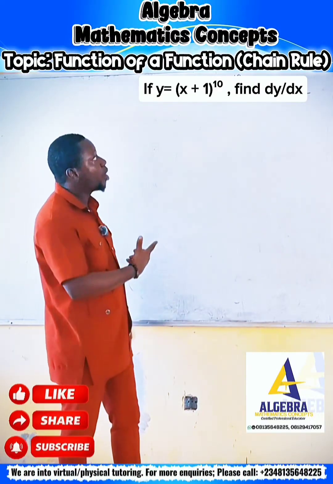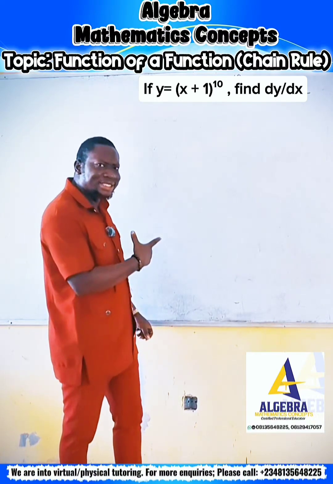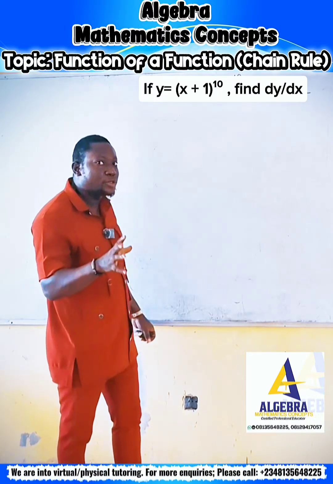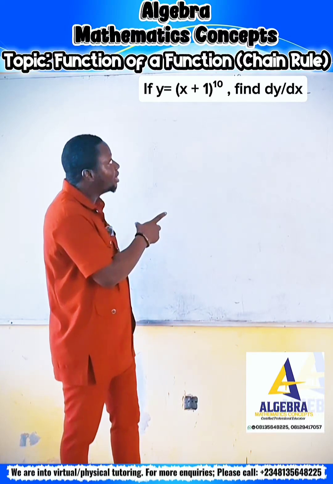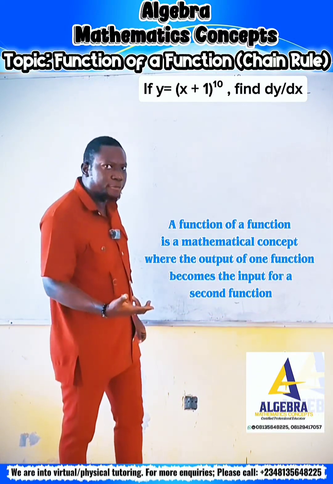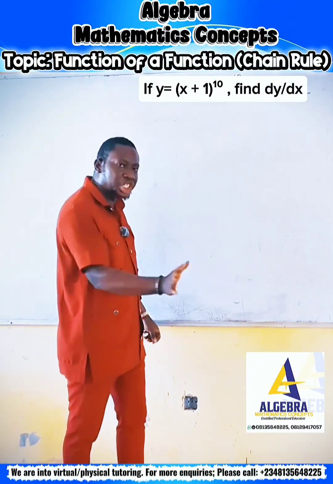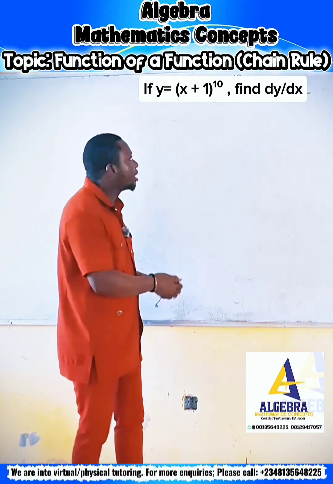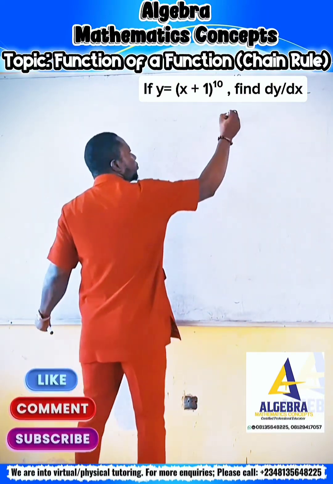Close your bracket to the power of 10, find dy/ds. Now this is a differentiation question, okay? The part of differentiation that has to do with this is what we call function of a function, also called chain rule. Let me solve this. Look at it, I have the solution.